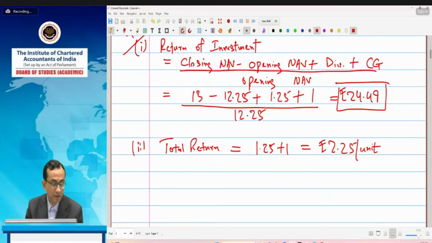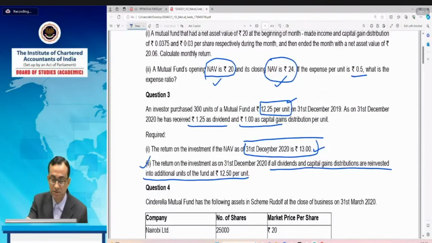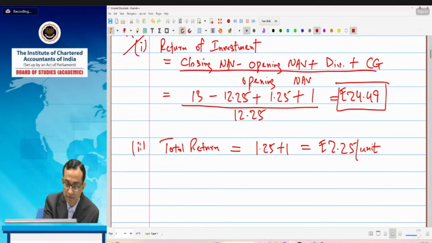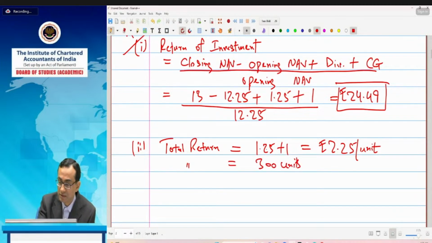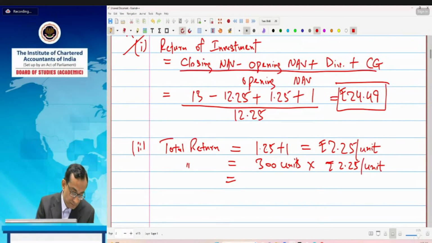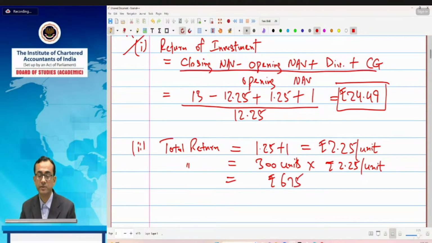Now what is the total amount which is to be reinvested? What is the total number of units? Total number of units given in the question is 300 units. So 300 units, multiplied by rupees 2.25 per unit. Let us calculate this. It's coming to 675 rupees. This is the total return by way of dividend and capital gain, rupees 675.